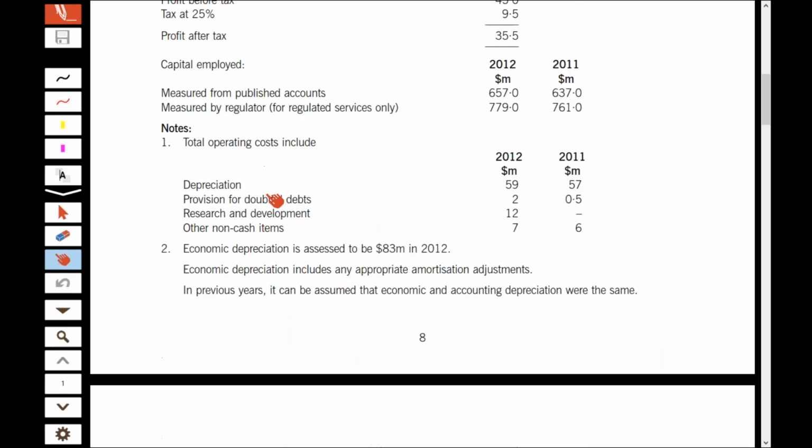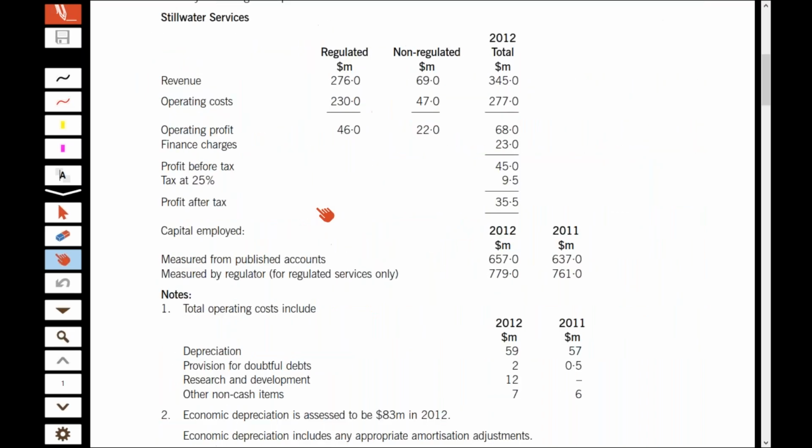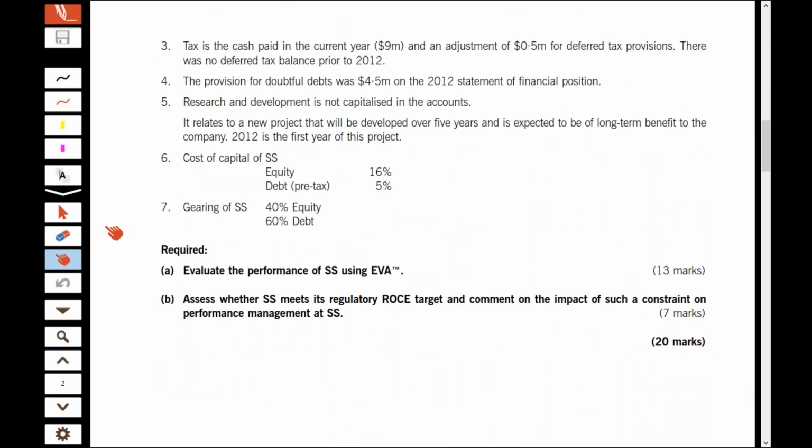Now, we have got this question, Still Water Services. There are multiple things with respect to Still Water Services. There are two requirements majorly. One of them is to evaluate the performance of Still Water Services using EVA. The second thing is to assess whether Still Water Services meets its regulatory ROC target.